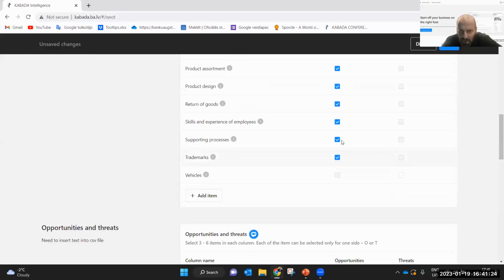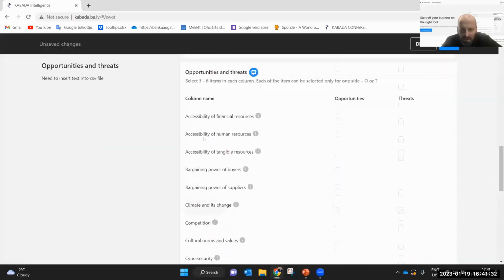Okay, let's take out a couple of them. I hope that the idea is clear for you, and the same also here. So we can say that maybe for access, we have a good opportunity for access to financial resources because we can really pretend for some development financial options in the country.